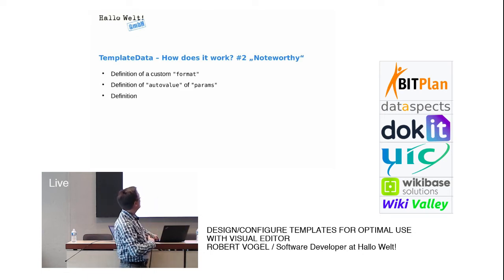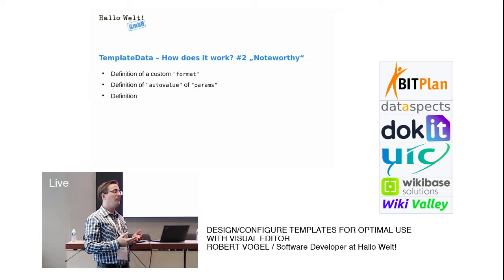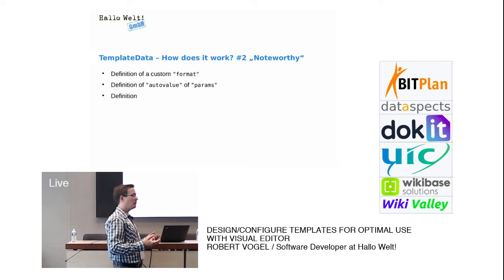Yeah, I just said custom format. I'm missing something, sorry. There's the auto value. That's also nice to have. So if a user does not fill in a value, we can use the auto value parameter to generate some value. This could, for example, be a timestamp. Let's say you have a date field and you want to have the current day, you can use the auto value.